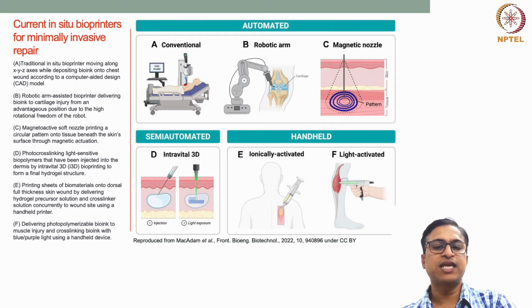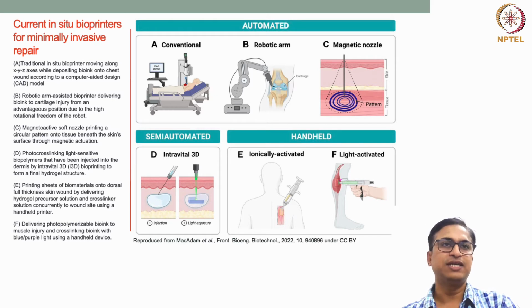I have mostly taken this from this reference. You can look into it. There they have discussed the current bioprinting techniques with which in situ bioprinting is possible, and also some projected ways, the other different bioprinting techniques that can be used for in situ bioprinting. One such thing is the traditional in situ bioprinter, which moves along the XYZ axis while depositing bioinks on, suppose, a chest wound, according to a computer model.